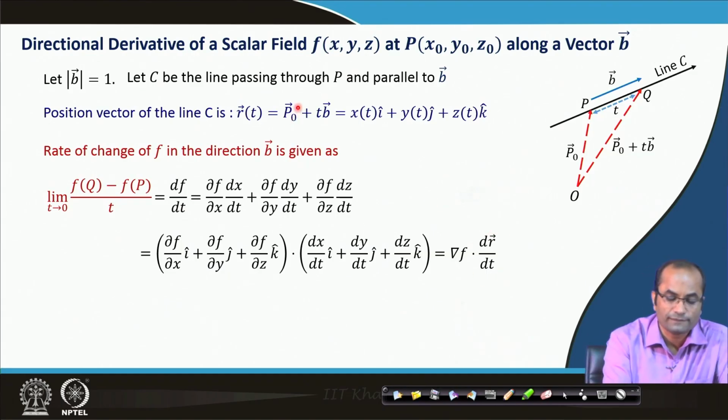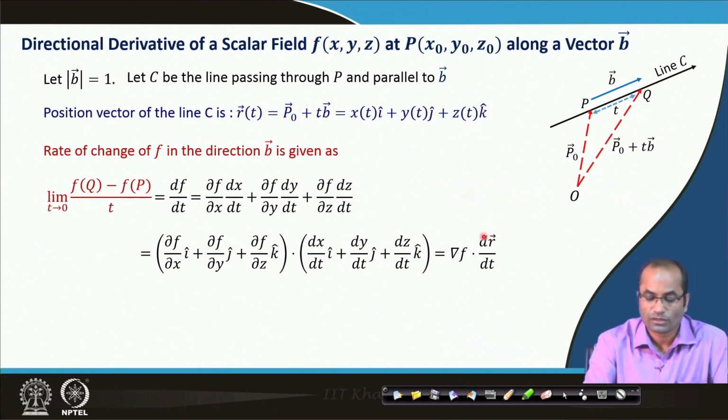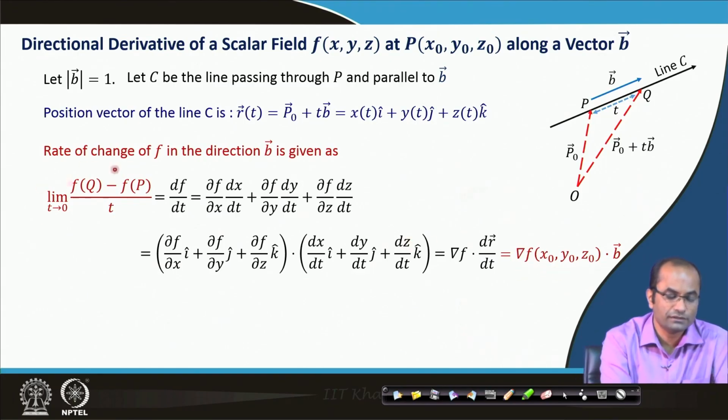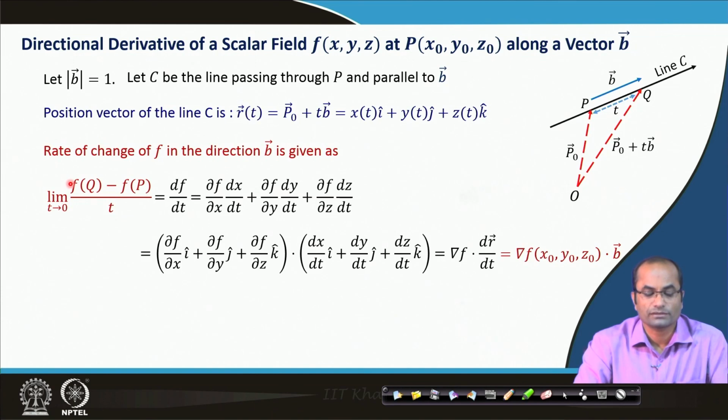But the interesting thing here is that dr over dt is nothing but, if we have r(t) equal to p naught plus t b, then dr over dt is just the vector b, because that is the tangent line at that point. So, the gradient of f evaluated at x naught, y naught, z naught multiplied by this b, where b was the unit vector, will give us the rate of change in the direction of b.